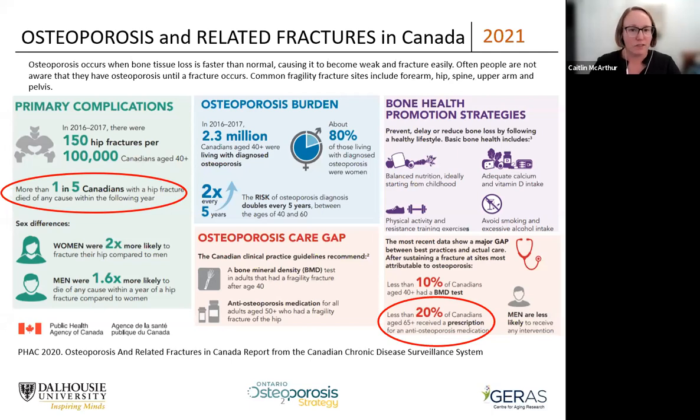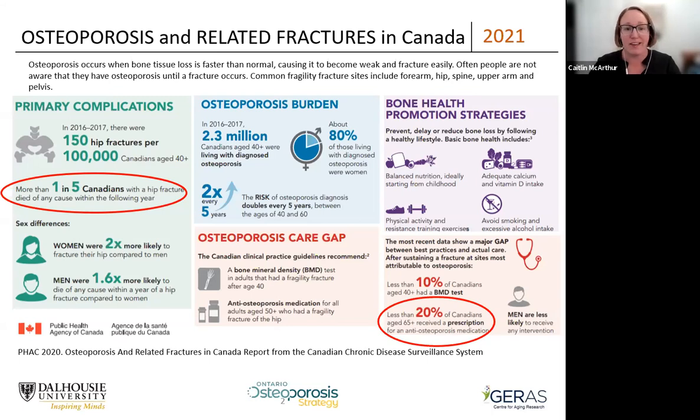Some important stats to take away from this figure that was put together by the Public Health Agency of Canada: more than 1 in 5 Canadians with a hip fracture died of any cause within the following year. So hip fractures are really a very serious event. They can really change somebody's trajectory, and people who have a hip fracture are more likely to die within the following year from any cause. It can really be that kind of event that causes a downhill spiral for the person.